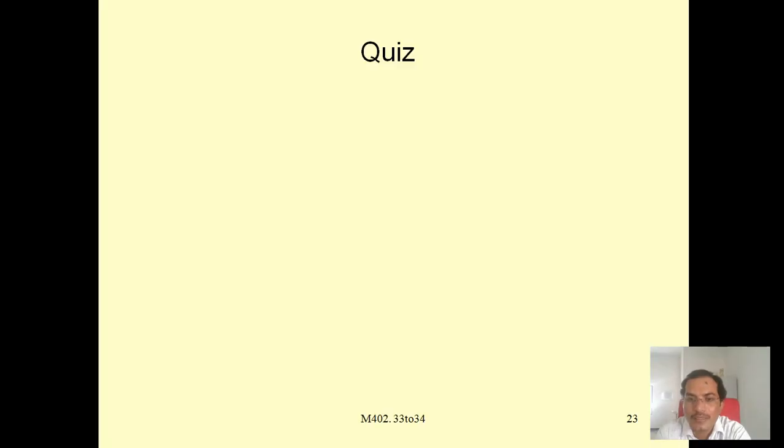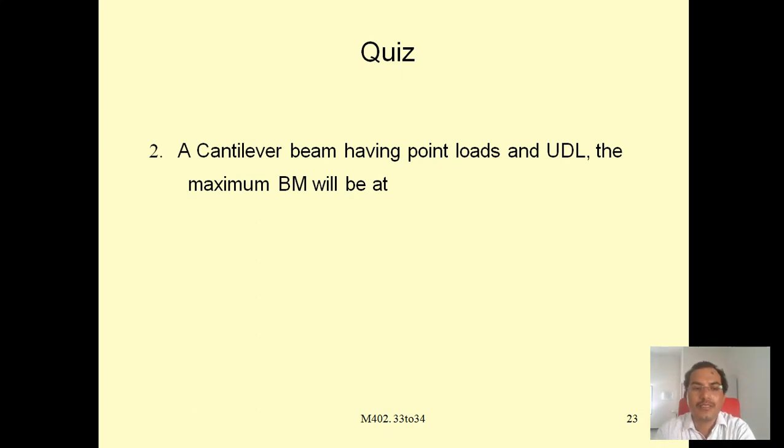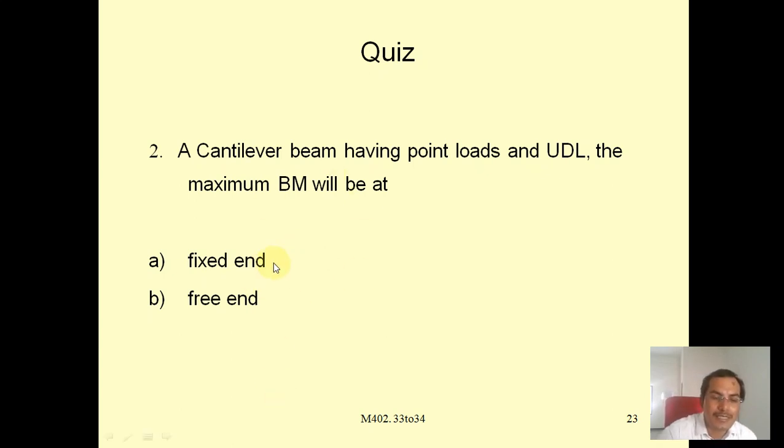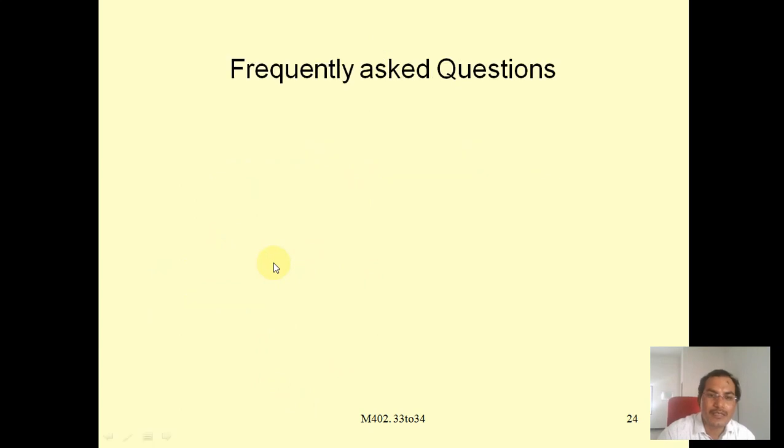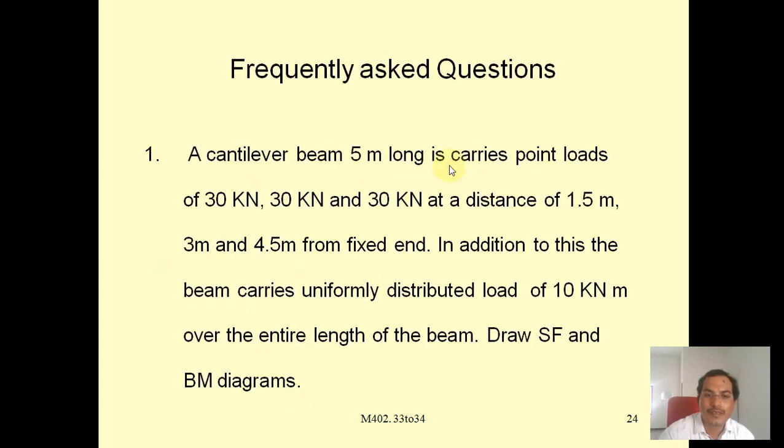So some problems having the point on the cantilever. The answer is A, the correct answer. For a cantilever beam having point loads and UDL load, the maximum bending moment will be at the fixed end. A is the right answer. And this is a frequently asked question, we can discuss that.